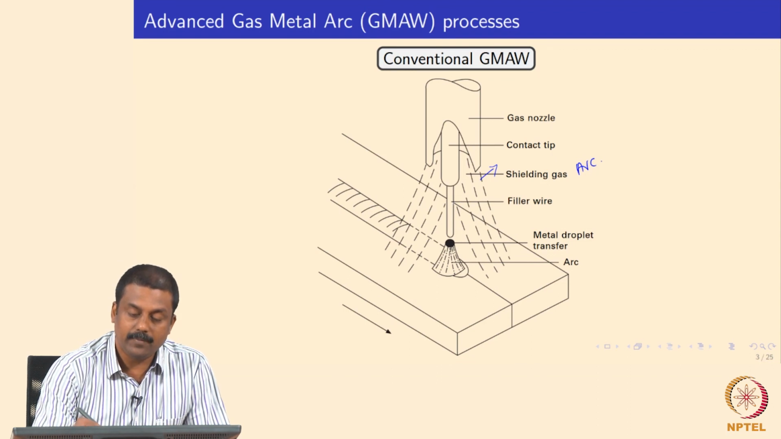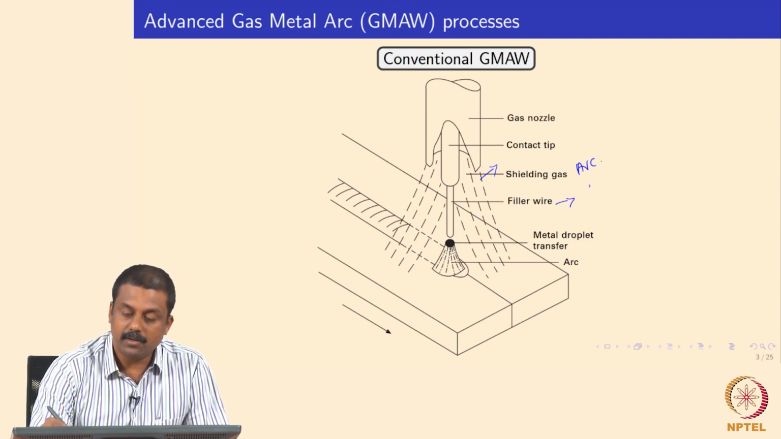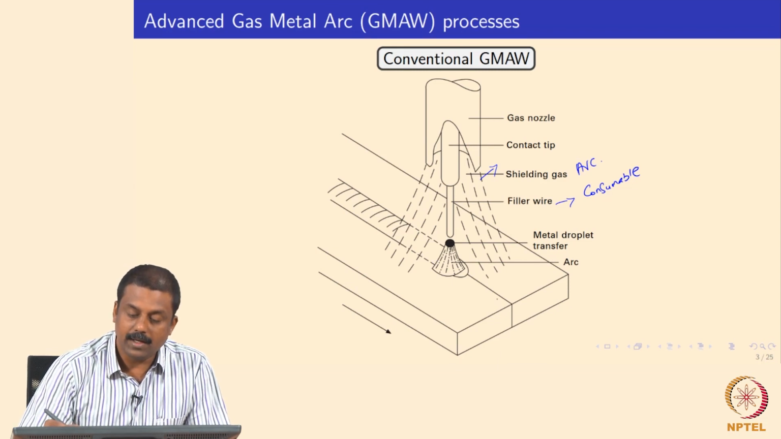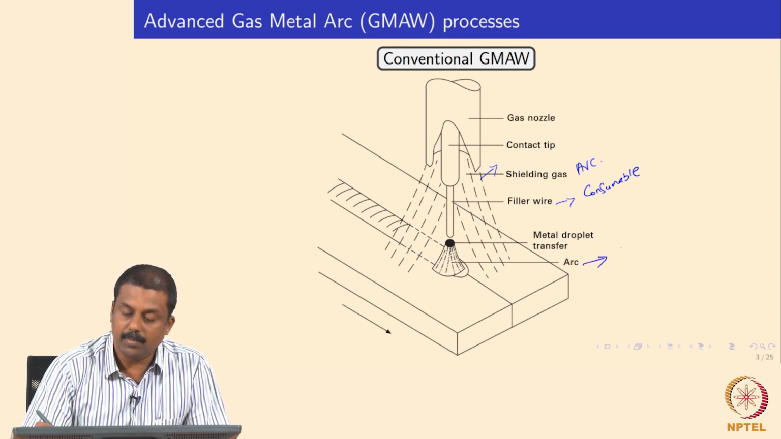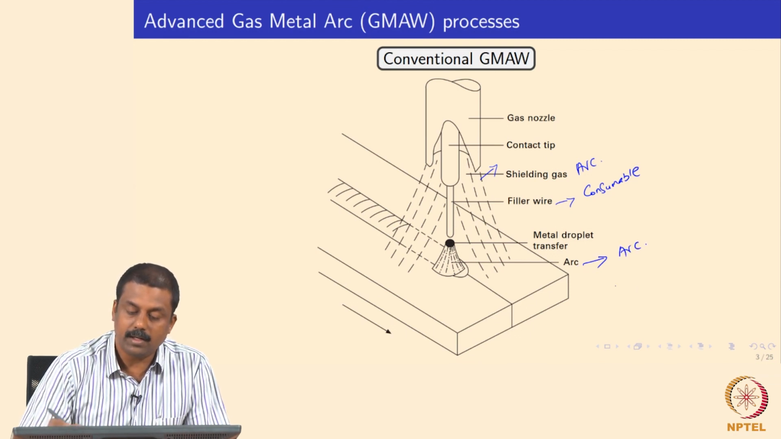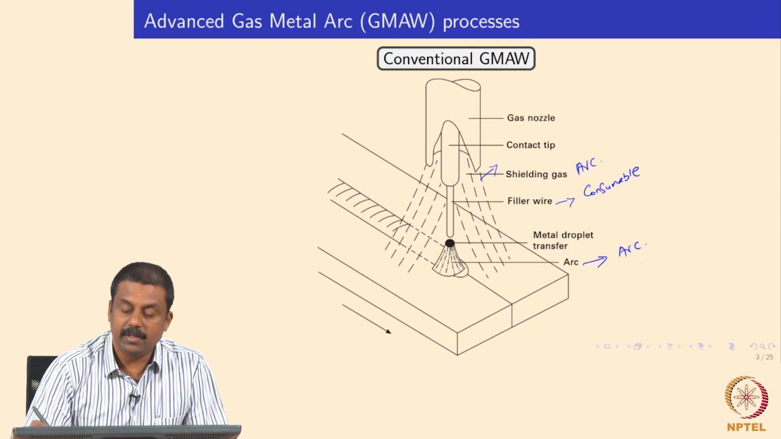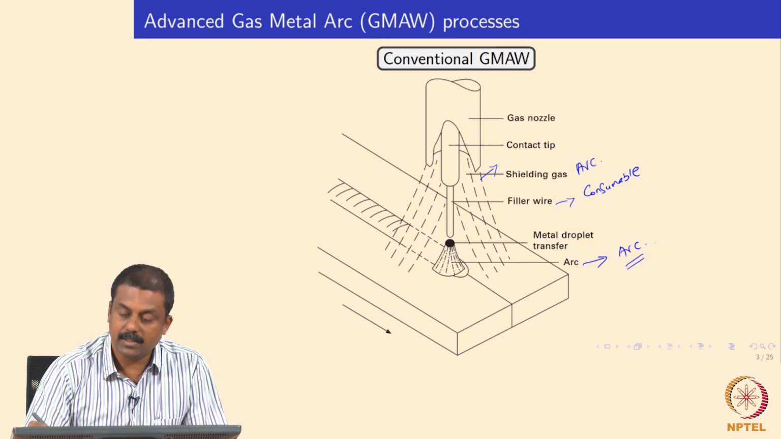And the filler wire. In this case, the filler wire is a consumable electrode. It is called consumable because we melt and consume the electrode to fill the weld cavity. And the third important aspect of the process is the arc. The arc is struck between the consumable electrode and the workpiece using the shielding gas. I don't want to go into detail about the physics of the arc, which I will cover in subsequent NPTEL courses.